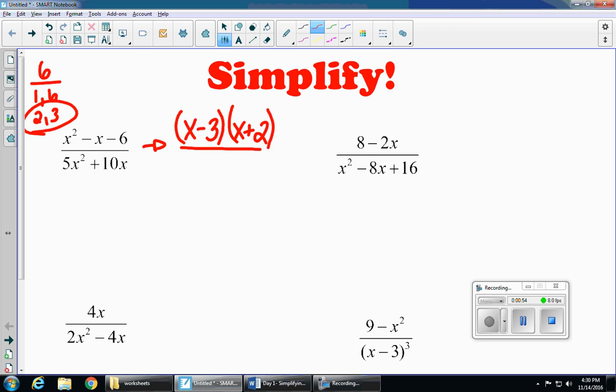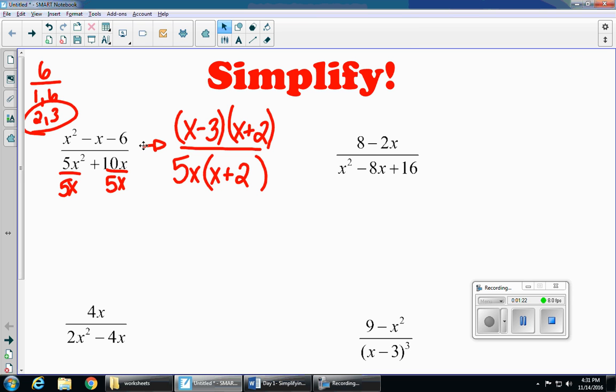In my denominator, 5x squared plus 10x, I'm going to use GCF. They can both be divided by a 5 and an x. So I'm going to take out a common factor of 5x. And remember, when you're factoring by GCF, it's like dividing. So 5x squared divided by 5x leaves me with x. And 10x divided by 5x leaves me with 2.